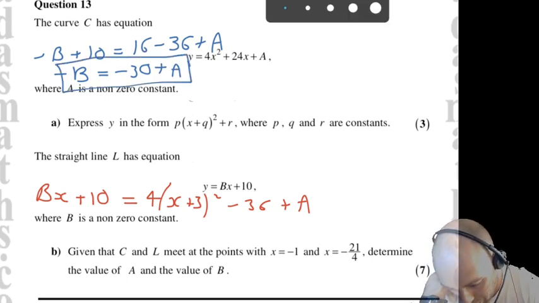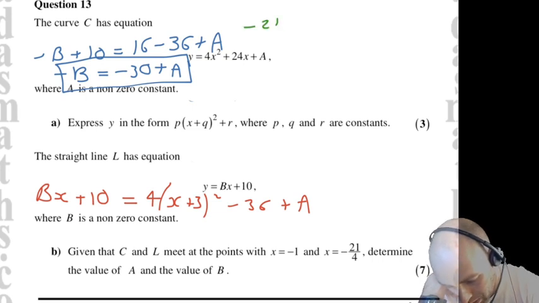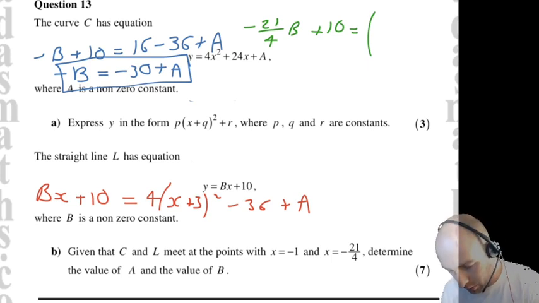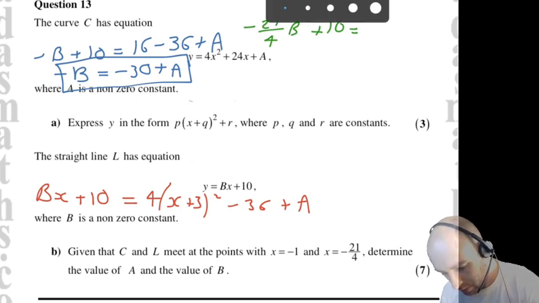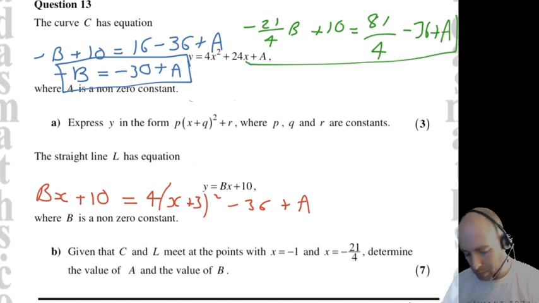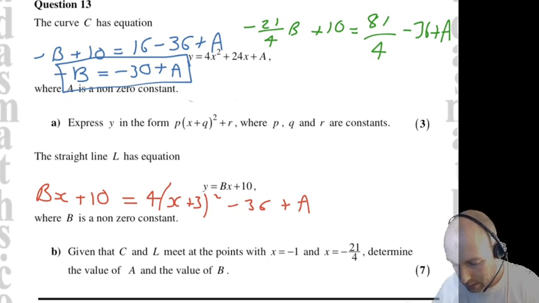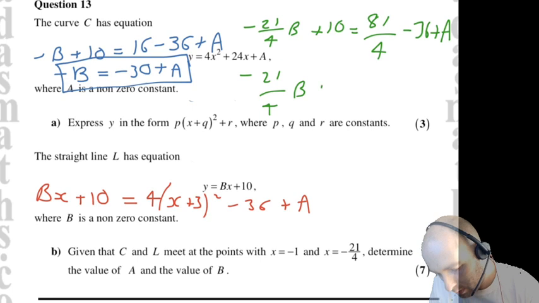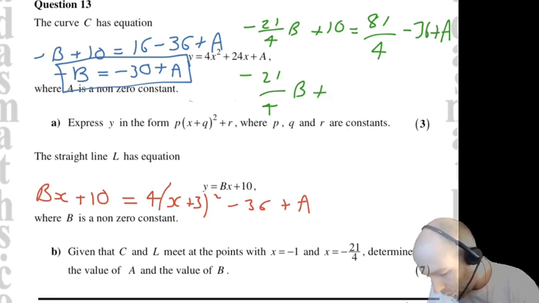Okay, equation 2, same idea, we're going to put minus 21 over 4 in, so we get minus 21 over 4 b plus 10 equals 4 times (minus 21 over 4 plus 3) squared. I'm going to do this on the calculator. Minus 21 over 4 plus 3, square it, times it by 4. We get 81 over 4. Take 36 plus a. So we'll simplify that one now and get, what will we get? Minus 21 over 4 b plus 46 take 81 over 4, it's 103 over 4, equals a.